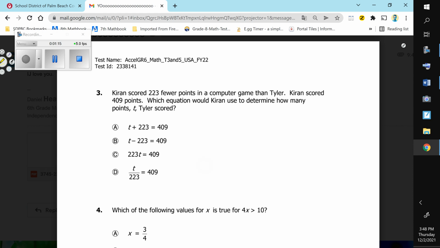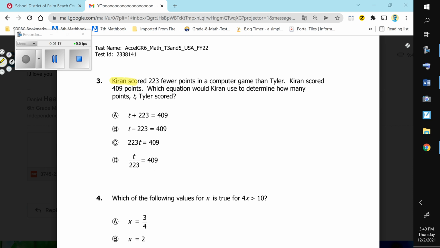Number 3. Kieran scored 223 fewer points in a computer game than Tyler. Kieran scored 409 points. Which equation would Kieran use to determine how many points T Tyler scored? A. T plus 223 equals 409. B. T minus 223 equals 409. C. 223T equals 409. D. T over 223 equals 409.